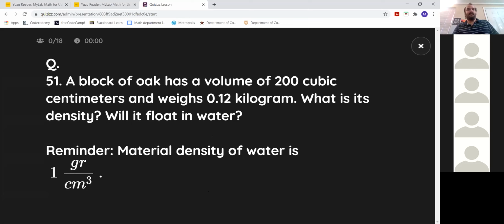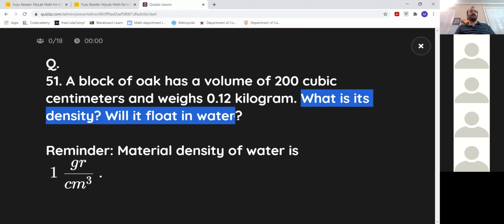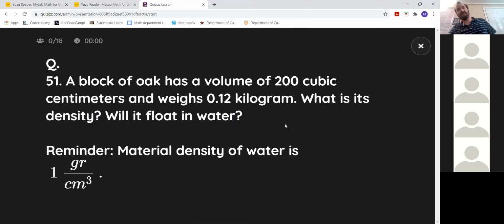So if I want to know what the density of this block of oak is, that has a volume of 200 cubic centimeters and weighs 0.12 kilograms, I want to put this in grams per cubic centimeter. And so the first thing is, what is its density? That's the first question, which is this one. So I want to put this in grams per cubic centimeter. We can make that conversion.